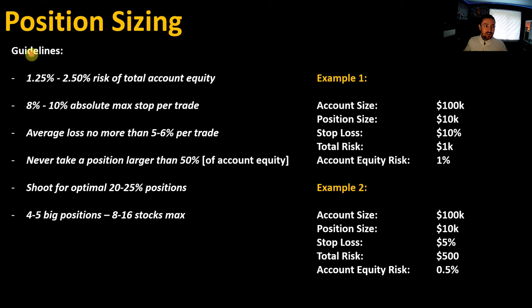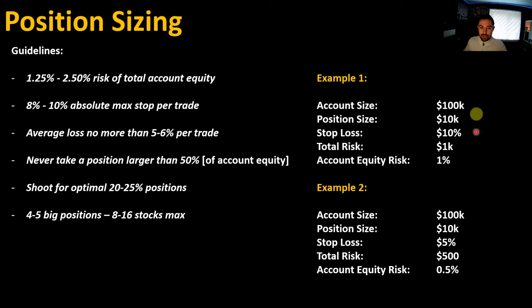Okay, position sizing. So the guidelines here, this is Minervini: 1.25% to 2% of risk of total account equity per trade. I actually think that's very, very, very on the high side. I don't invariably risk more than 1%. 8 to 10% absolute max stop loss per trade. Average loss no more than 5 to 6% per trade. Never take a position larger than 50% of total account equity. Shoot for an optimal 20 to 25 positions. You want to have 4 to 5 big positions, 6 to 18 stocks max. So what he's saying is be more concentrated in the leaders.